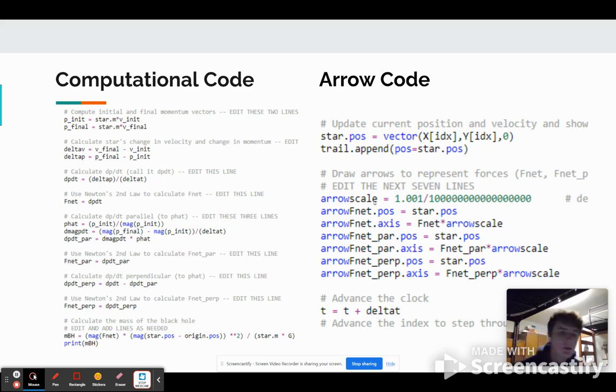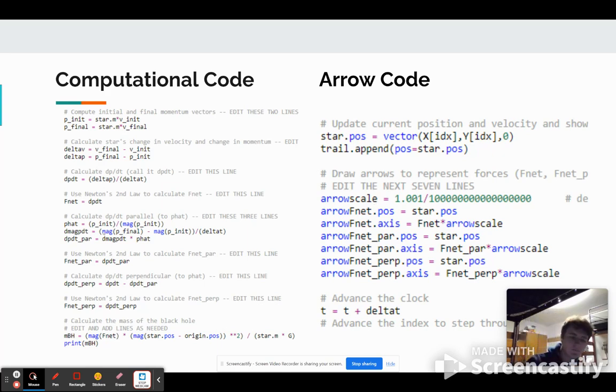We get to the computational code. We first start by finding our initial and final positions. We find our delta v, our change in position as well. We then use that to find our change in momentum. And from there, we set that change in momentum equal to our net force. Then we find the parallel and perpendicular components of said momentum to find our parallel and perpendicular forces.